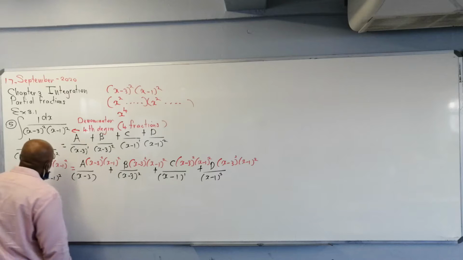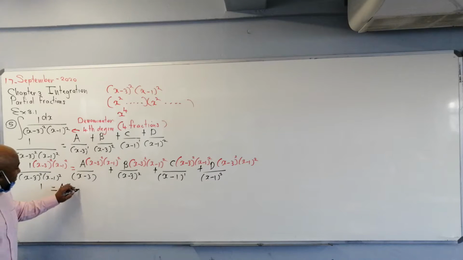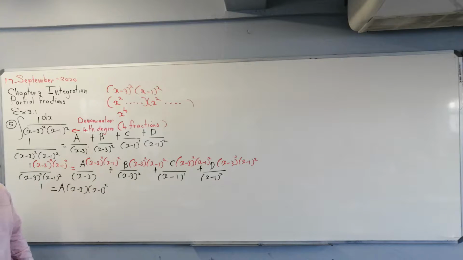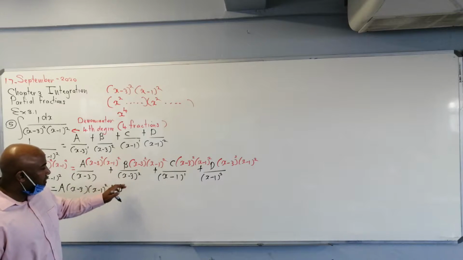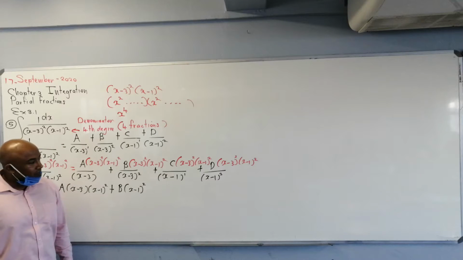Alright, so let's start cancelling now. On the left hand side, this cancels, you can see. So we have 1. Then let's start on the right hand side. (x − 3) will cancel with one of the (x − 3)'s on the top. So I'm going to have A times (x − 3) times (x − 1)². Plus B, this will cancel, you can see that. So I'll end up with B times (x − 1)².